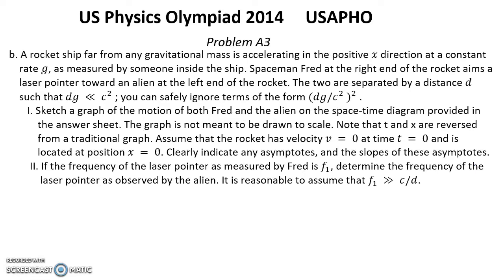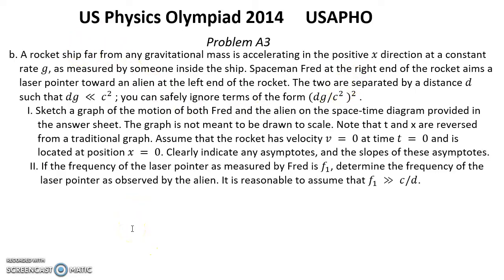Part B. A rocket ship far from any gravitational mass is accelerating in the positive x direction at a constant rate g, as measured by someone inside the ship. Spaceman Fred, at the right end of the rocket, aims a laser pointer toward an alien at the left end of the rocket. The two are separated by a distance d, such that dg is much less than c square. You can safely ignore terms of this form.